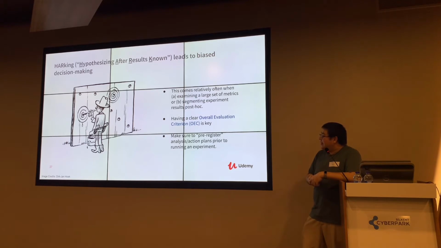So segmenting experimental results post hoc can also lead to problems where you're just cherry picking the results that you like at the end. So in order to prevent this, you really have to have a clear sense of what is the analysis that you want to do beforehand? What are the actions that you're going to take so that you can make unbiased decisions at the end, right? In the scientific literature, this is known as HARKing, or hypothesizing after the results are known. You want to avoid that at all costs.